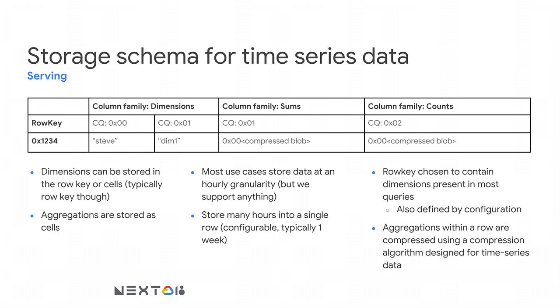Dimensions, again, we store mostly in the row key because those are what we're mostly filtering on. But we can also store them in columns for less frequently accessed data. And then finally, the aggregations, again, are stored as generally compressed blobs within the row, where we've pivoted a lot of them into a single row.